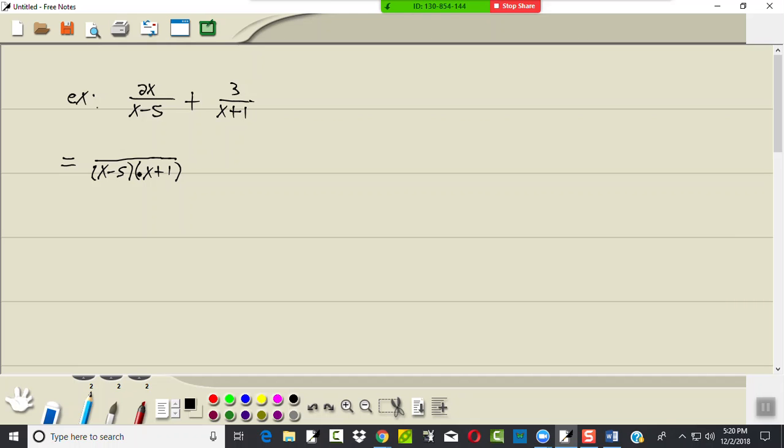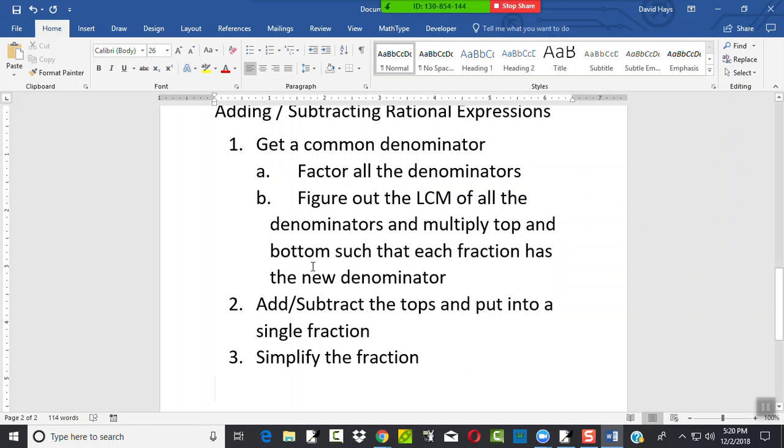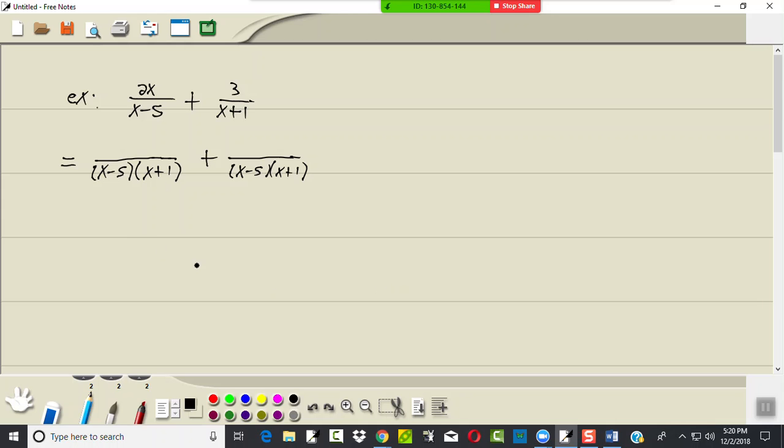Now, that was our LCM, so we're going to rewrite each fraction with that. Notice I indicate you're going to multiply tops and bottoms such that each fraction has a new denominator. Our first fraction here, the old denominator is x minus 5. That's still there. The new item down below is the x plus 1. So we're going to multiply the top part by x plus 1. The mathematical principle behind that is wherever you multiply by the bottom, you have to multiply by the top.